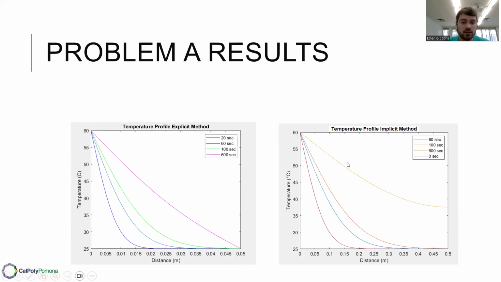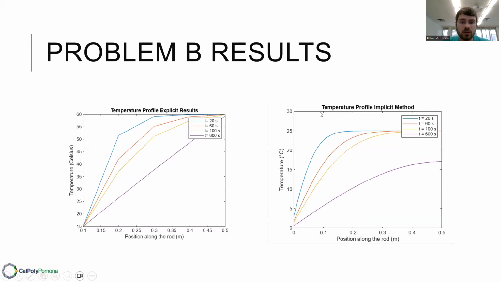For problem A, we get the temperature profile of the explicit method and implicit method. Everything is the same except for the 600-second mark, where in the explicit method, it is very linear, and in the implicit method, at the very end of the length at 50 centimeters, we get a non-25 degree profile. Now, this is interesting, and through quick analysis, one can see the implicit method here is more reliable for long-term analysis.